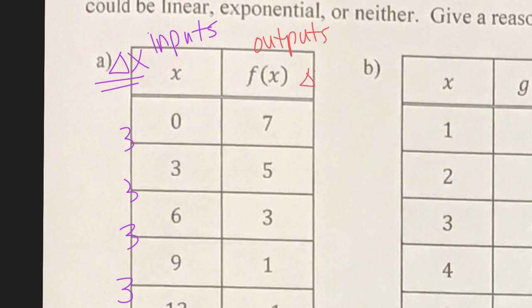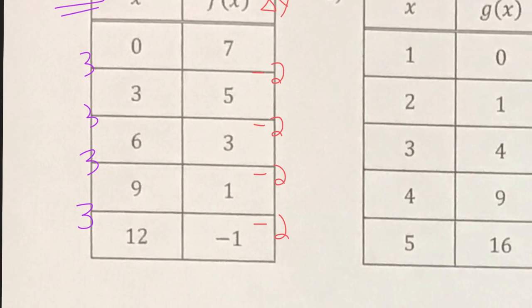Okay, how are these outputs changing? From 7 to 5 is minus 2. From 5 to 3 is minus 2. From 3 to 1 is minus 2. From 1 to minus 1 is minus 2. So for our x values that have the same interval, our y values have a constant rate of change.